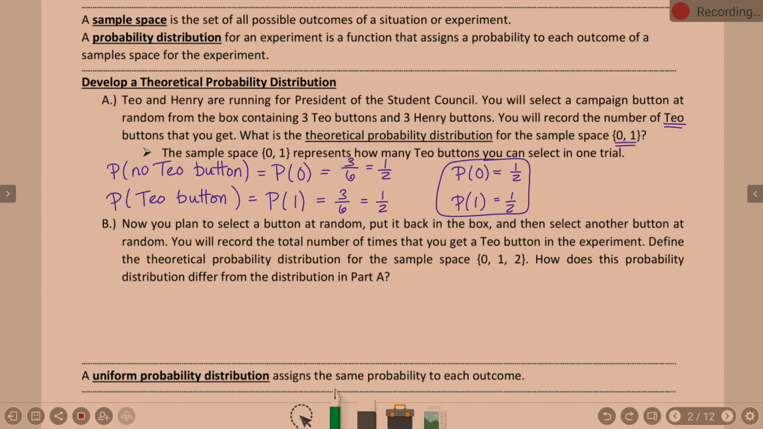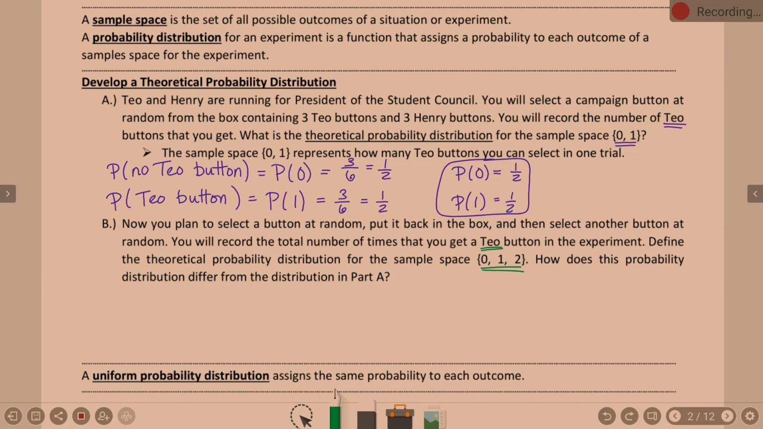B asks us, now you select a button at random, you put it back in the box, and you select another button at random. So now you're selecting 2 buttons, right? You'll record the total number of times that you get a TO button in the experiment. Define the theoretical probability distribution for the sample space, this time 0, 1, 2. And how's this probability differ from part A?